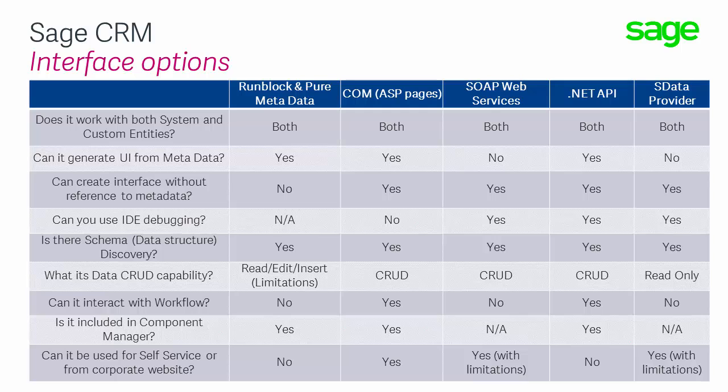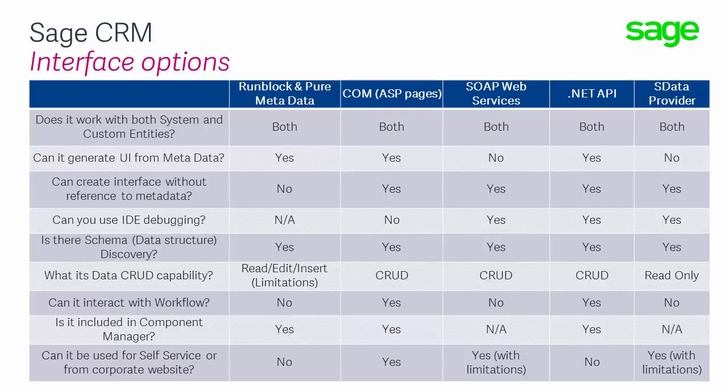All of the metadata-based structures, and by that we look at the interface changes that are driven by metadata alterations like RunBlock, the interactive dashboard, the COM ASP pages, the .NET API. These are all capable of being bundled up into a component and delivered from a development system into a production server, because these are all making changes to metadata and called from the interface, and therefore component delivery is something that is relevant to them. So we can see there the only items for which component delivery is not relevant are the SOAP-based web services and the S-Data provider.